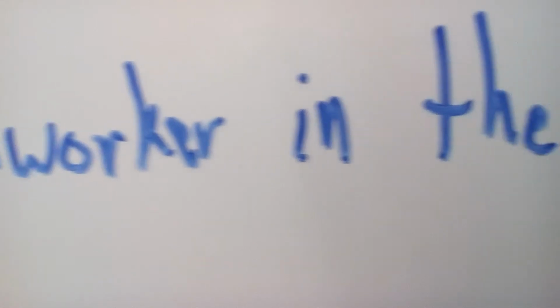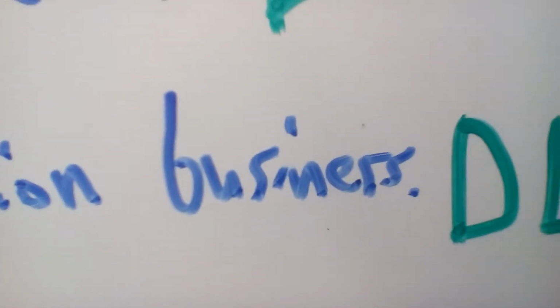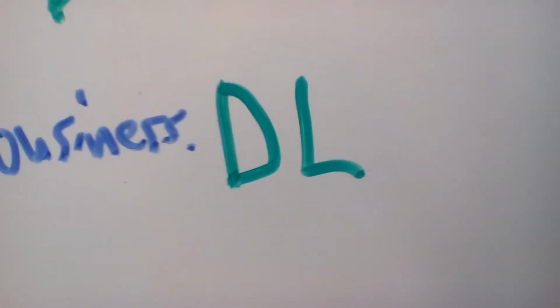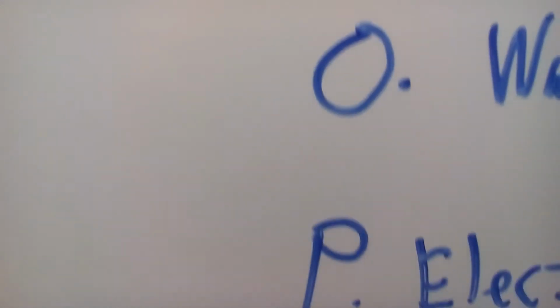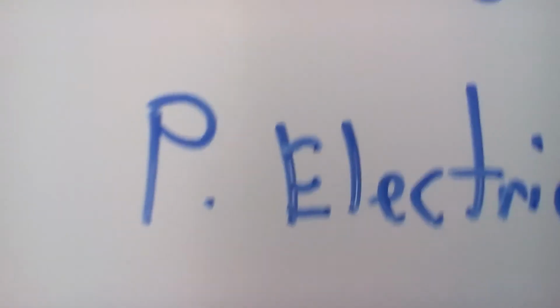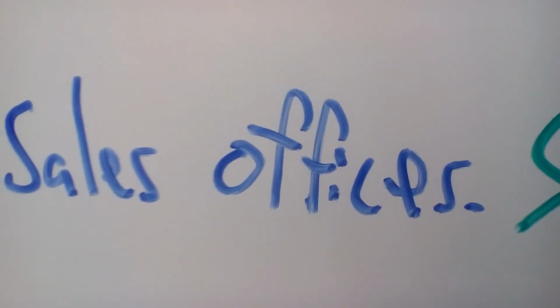Okay. O, wages of an iron worker in the construction business. If you guessed direct labor, you were right, because he's directly working on the iron. I mean, he's moving it. That's a hard job too. It pays well though.